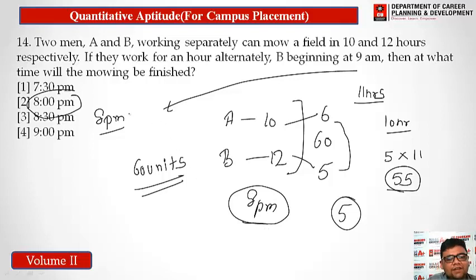What we have done is we have taken 8 p.m. as our option, so there are total 11 hours. So in this 11 hours, firstly we have taken the 10 hours. For that 10 hours, there is a combination as B will work first hour, A will work second hour. So in 2 hours, 11 units of work will be done. So in 10 hours, it will be 11 multiplied by 5. That will give you 55 units. So we are remaining with 5 units of work. That will be done by B only. So that will give us our direct answer, that is 8 p.m. So our correct answer is option second.